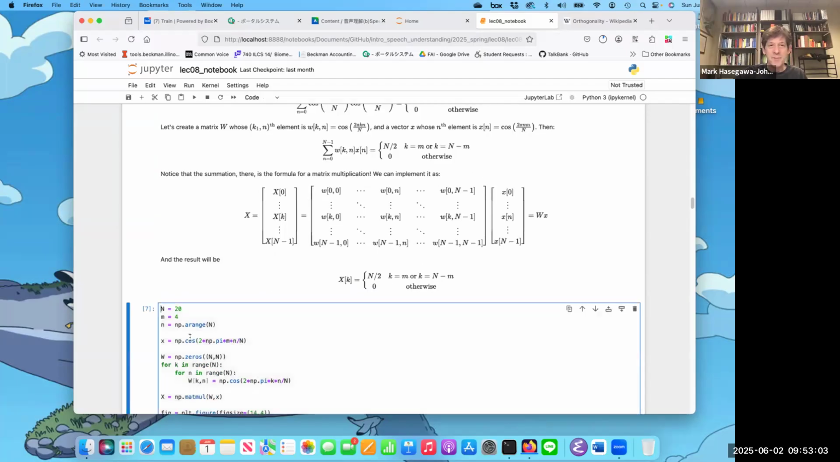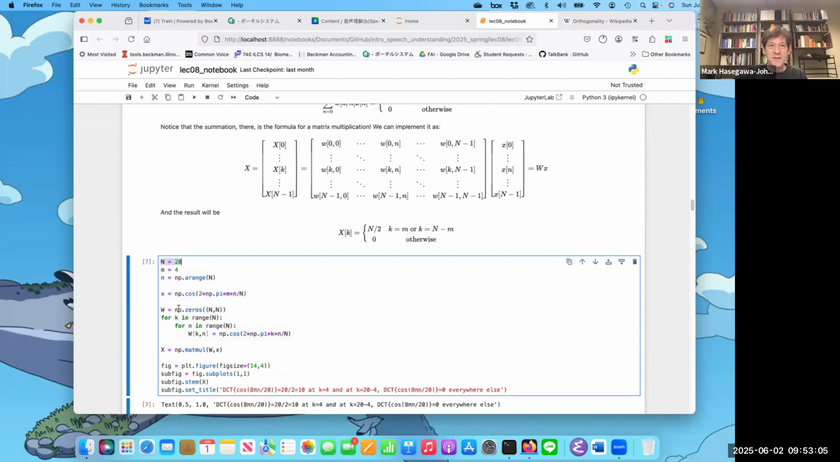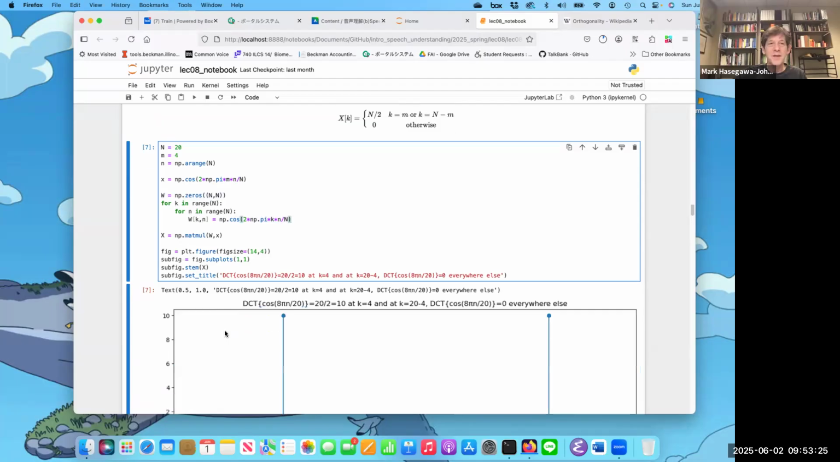So let's do that. We'll set capital N equals 20, and we'll create capital W, an N by N matrix. And the kn-th element will be the cosine of 2 pi times k times little n over capital N. So we'll go for k in the range of 0 up to capital N minus 1, for n in the range of 0 up to capital N minus 1.